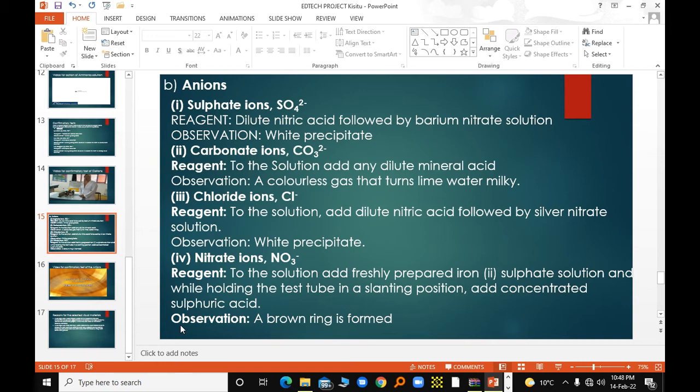So here we are going to use nitric acid followed by barium nitrate. Our target is to form barium sulfate, which is insoluble. That's the white precipitate. We confirm sulfates.